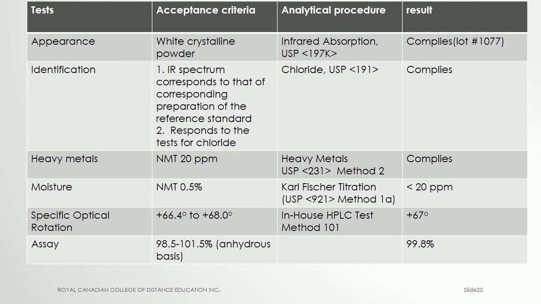The drug substance is a white crystalline powder. This complies with the specification test. It also complies with the two identity tests. The infrared spectrum corresponds to that of the corresponding preparation of the reference standard. The drug substance also responds to the chloride test. It's also in compliance with the heavy metals test that showed less than 20 parts per million.